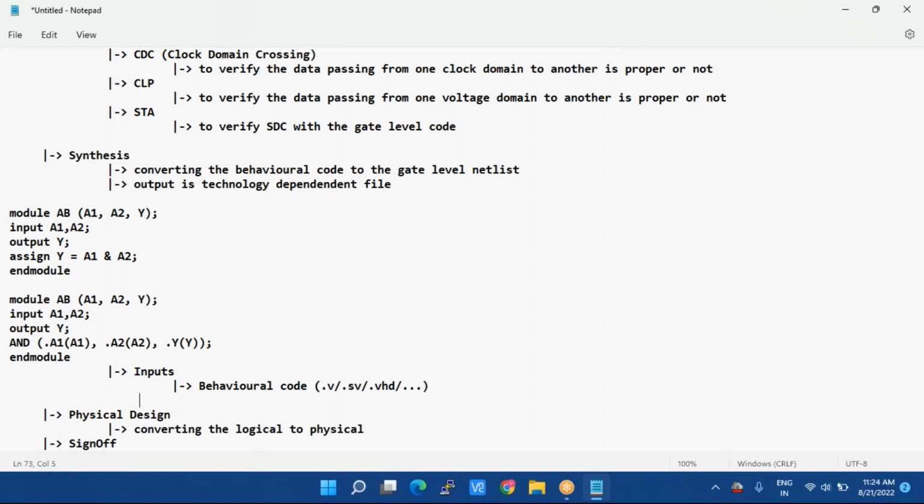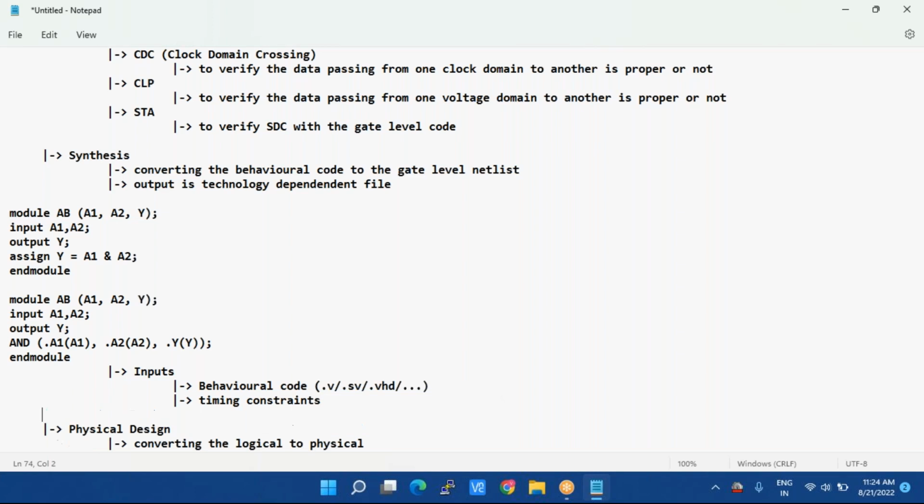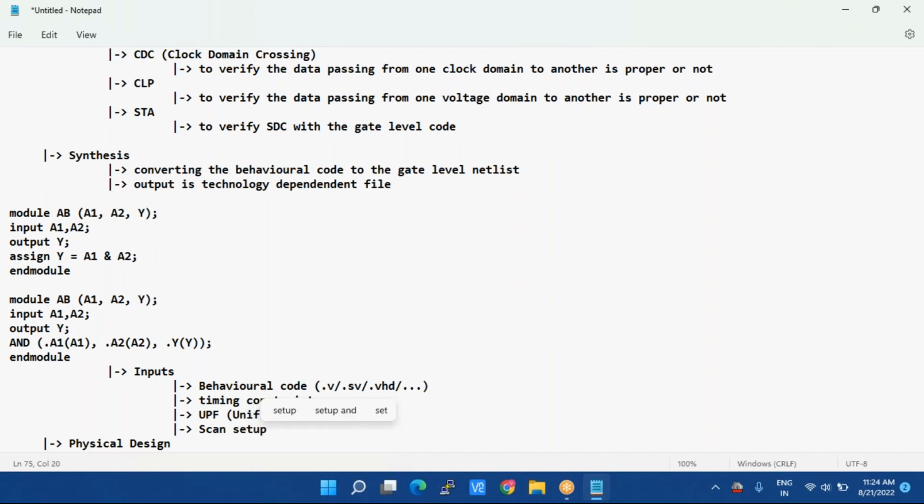The behavioral code input will be provided, and also the timing constraints file, and the UPF. It is like the CLP, right? The CLP will have the extension of UPF file. The UPF, Unified Power Format, is where the power related intent information will be present. And next is your scan setup.tcl and library files.